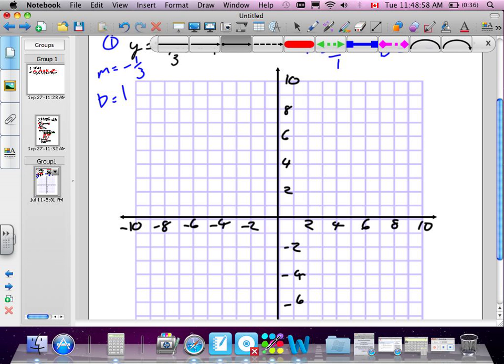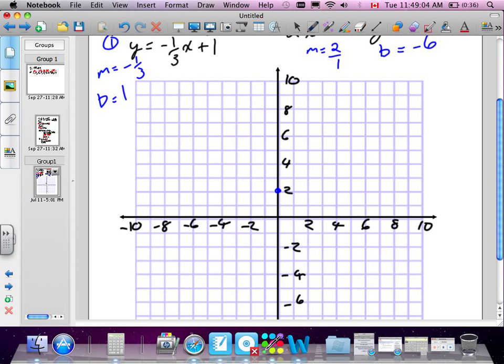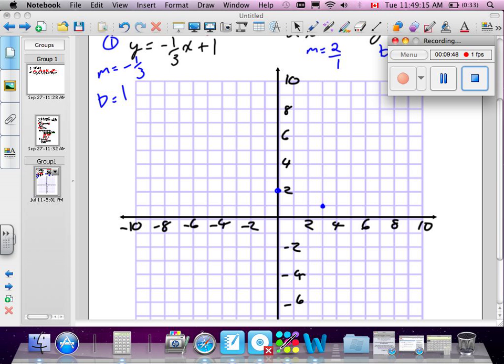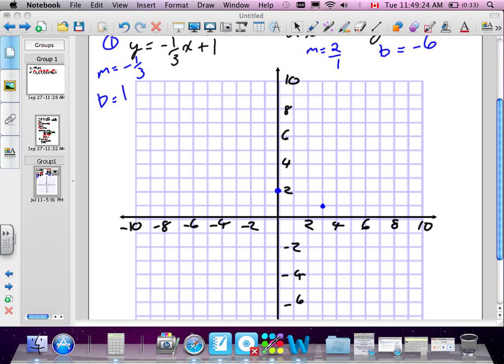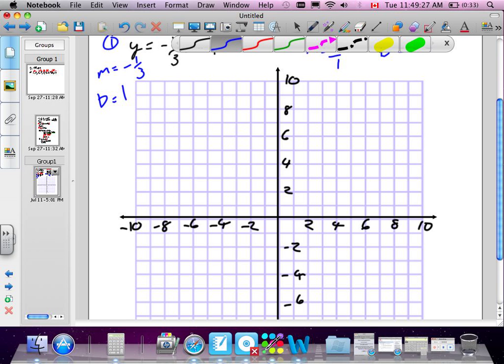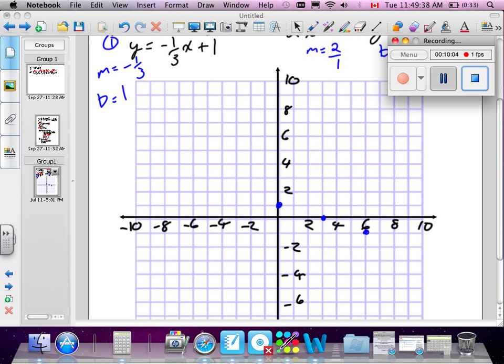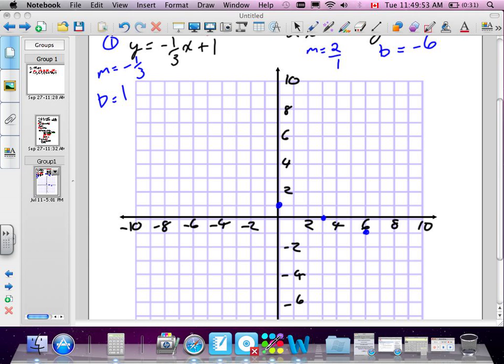So let's do equation 1 first. It says our y-intercept is at positive 1. So I have my positive 1. And my slope is down 1, negative 1, and to the right 3. 1, 2, 3. Are you doing the first one or second? We're doing equation number 1. I wrote the wrong y-intercept. It's positive 1, which is here. We go down 1 and over 3. So we have our slope. Draw our line.